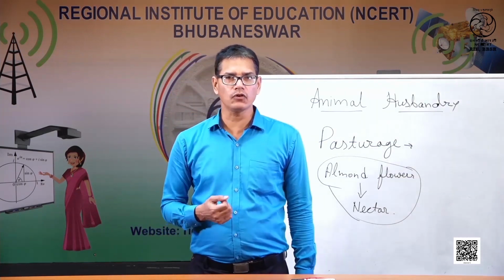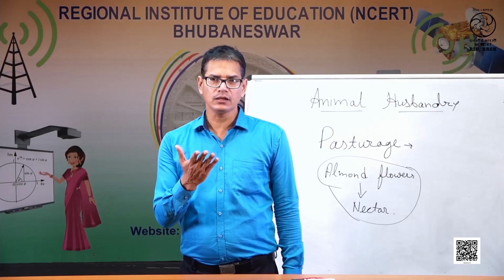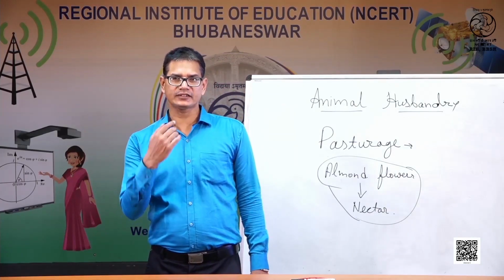Now, we can conclude from this that scientific management of animal livestock like cattle, poultry, birds, fish, honeybee can be done through feeding, breeding, and disease control. Also, we discussed composite fish culture, how all parts of the water source can be utilized. Next, we also discussed beekeeping and what is the role of pasturage to obtain good quality honey. Now, practice time. Let us see.